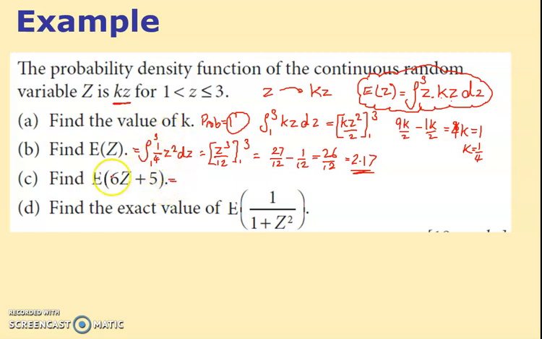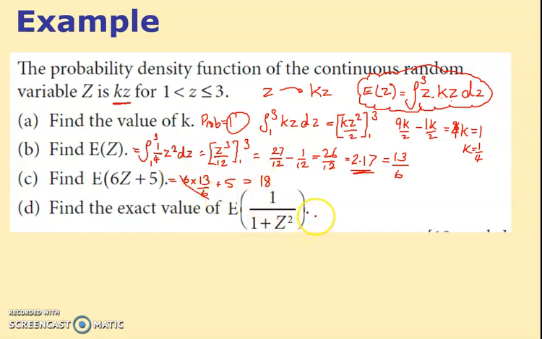Part C goes back to the rule I looked at before. Now, I know that E(Z) is 26 over 12. Let's do it properly. Divide by 2 gives me 13 over 6. So if I want the E of 6z plus 5, I can just do 6 times 13 over 6, add 5. Because suddenly that cancels, it gives me 18.